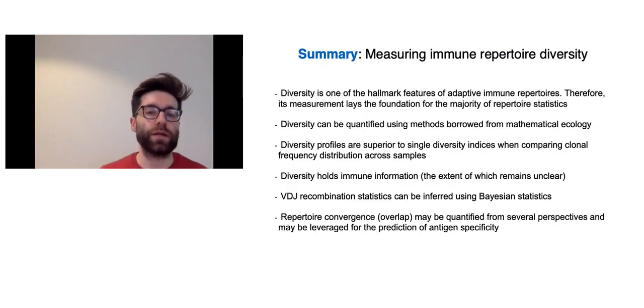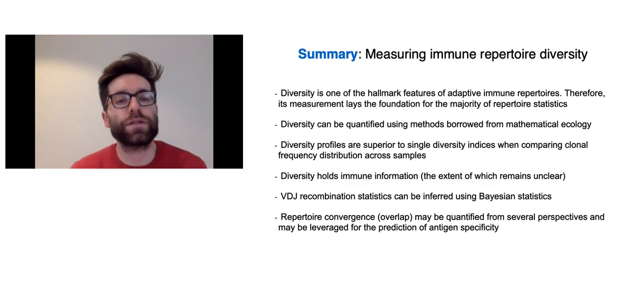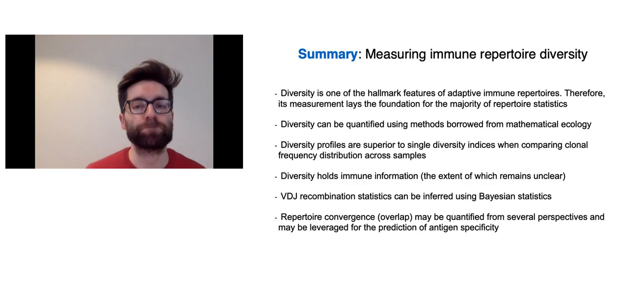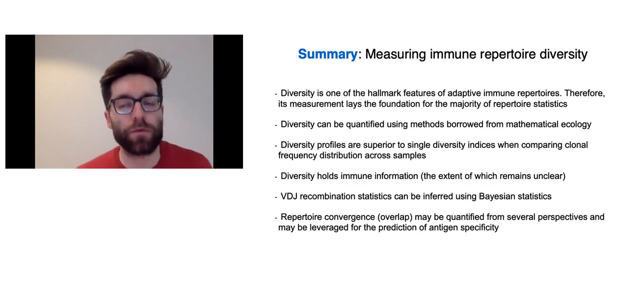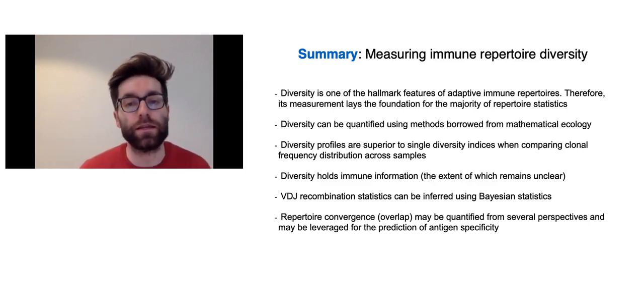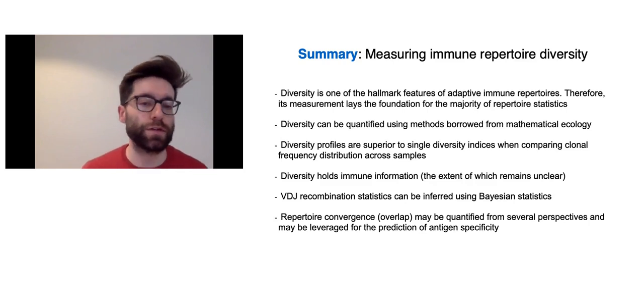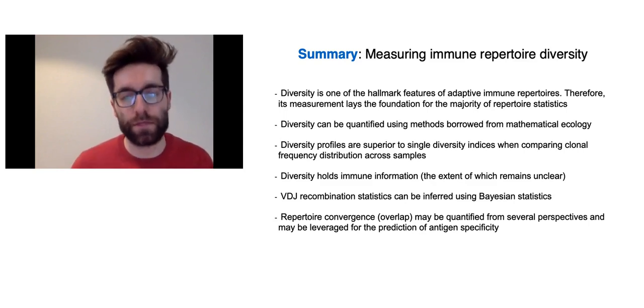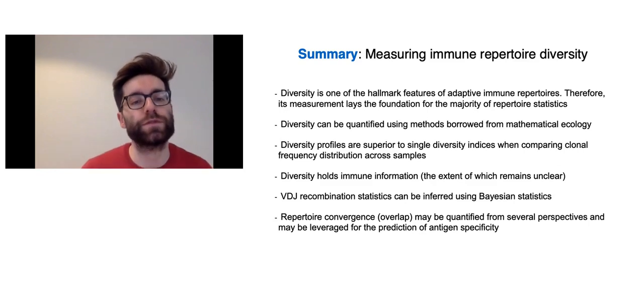So, as a summary, diversity is one of the hallmark features of adaptive immune repertoires, and it can be quantified using methods from mathematical ecology, because all this Rényi entropy stuff has been done before, counting tigers and dolphins and whatnot. Diversity profiles are superior to single diversity indices when comparing clonal frequency distributions.